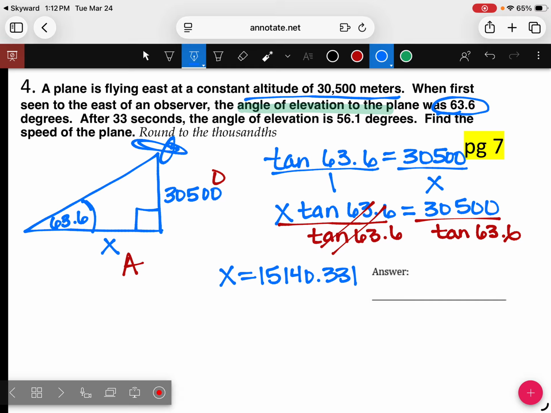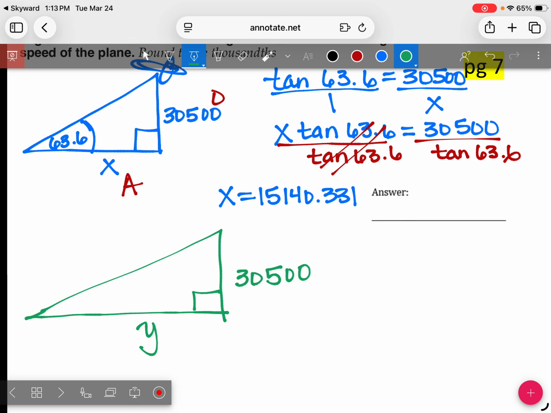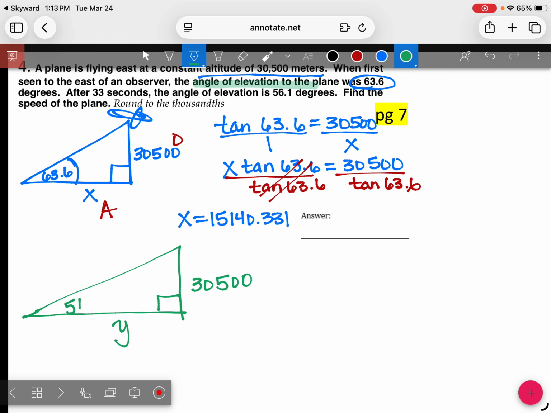Notice that it says after 33 seconds, which is the T, that's the time in our formula, distance over time. After 33 seconds, the angle of elevation changed to 56.1. So I'm going to make a second triangle. The height of the triangle didn't change. That's still 30,500. But now we're trying to find a new distance, which is y. And my angle of elevation is now 56.1. Go ahead and solve that for y.